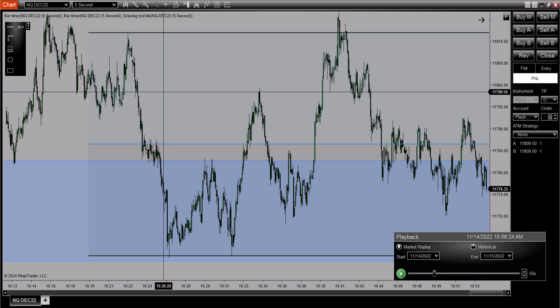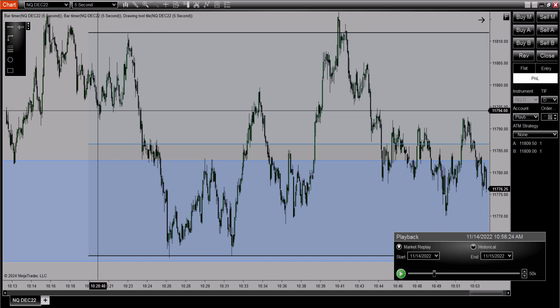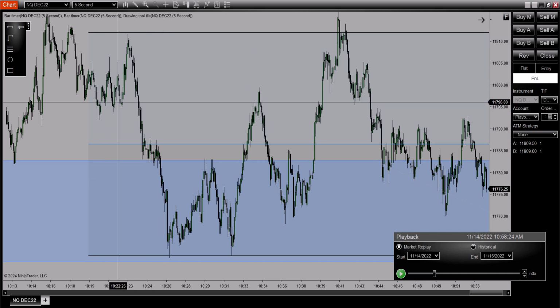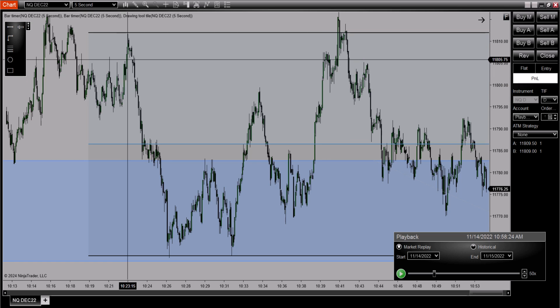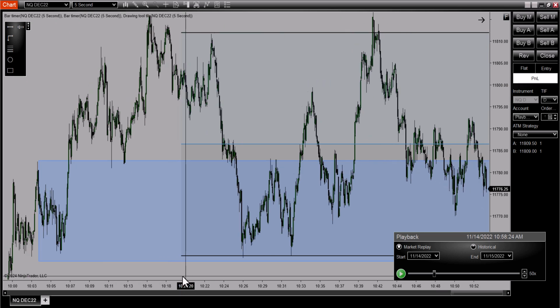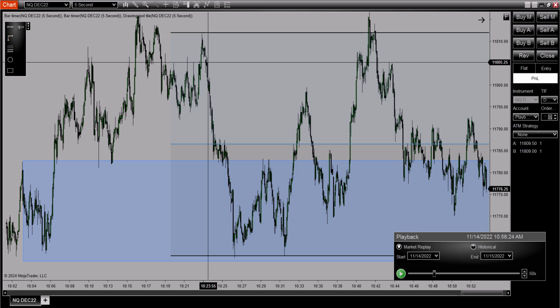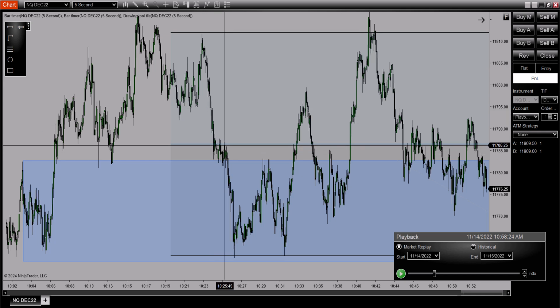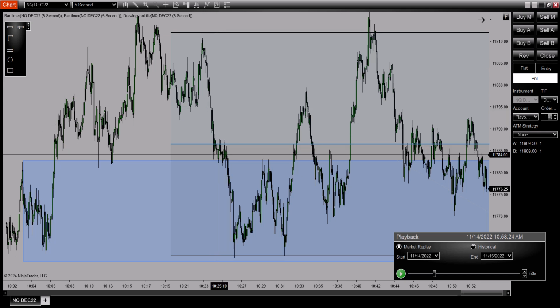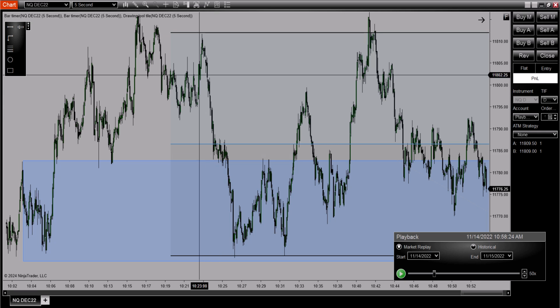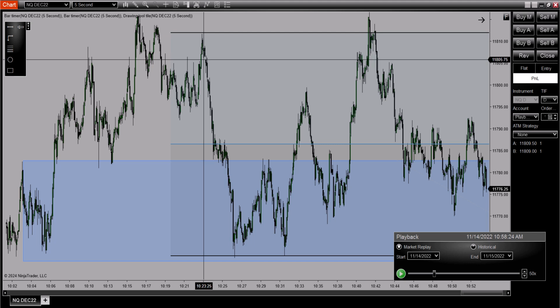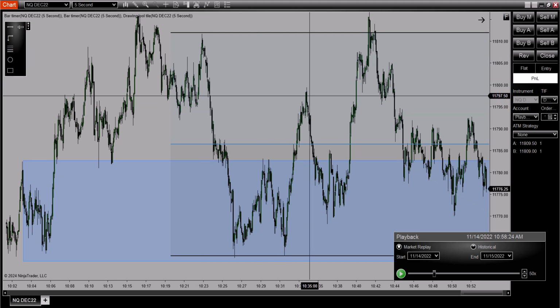But we still have this unmitigated zone, and this is the origin of the move. This is the SNDR. This is the origin. Once price violates the SNDR, expect a move to the origin of the move. All right? Expect a return to origin. So price still can find rejection from here, and it did.